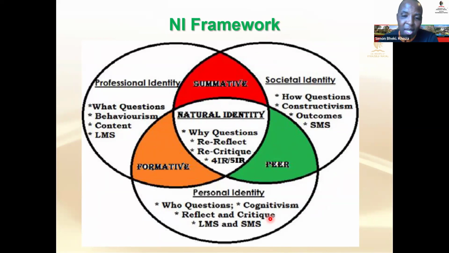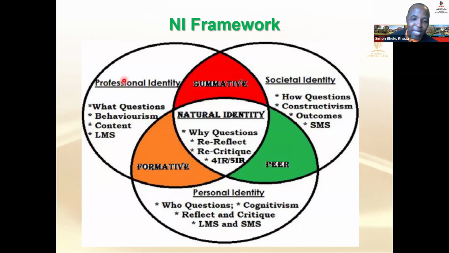So I'm sure you have seen this theory, which was produced by the findings. These are the findings for this particular paper. This paper has produced this theory, which is called the Natural Identity Framework. So what does this say? It says that when you teach, you need to understand three things. One, you need to understand your professional identity. You also need to understand your societal identity, how this is linking to others. Then after that, you need to understand your personal identity.